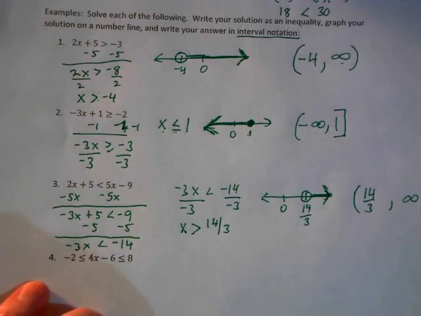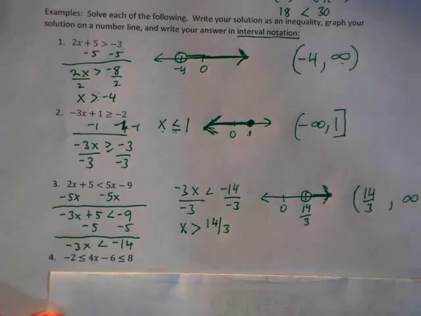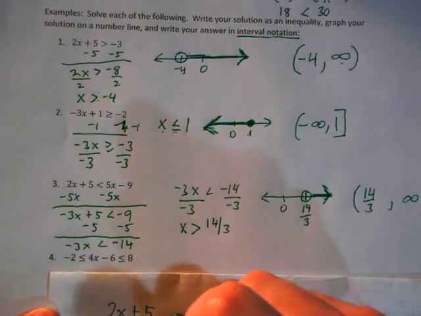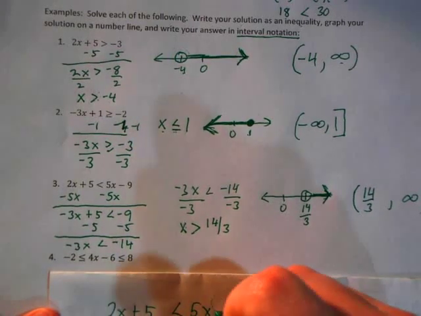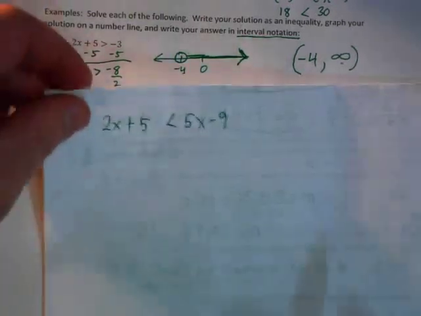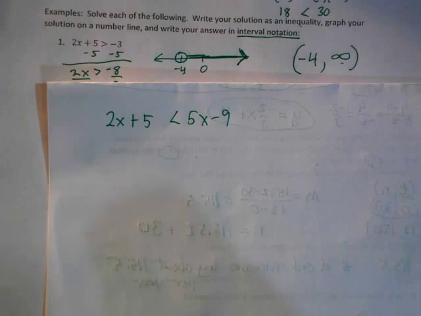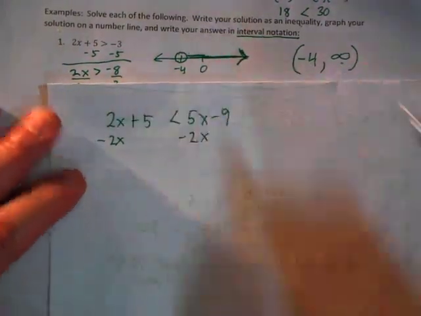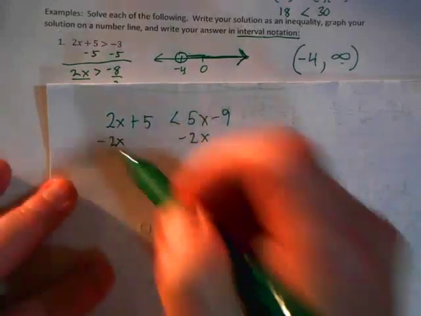Alright, I said I was going to do this one a second time. And I want to show you something that a lot of students will do on this one. Not that it's wrong, but I think it adds a little confusion to it. So I'm going to write it down again. 2x plus 5 less than 5x minus 9. What I will see a lot of students do is they'll subtract 2x. And it's not a bad thing. The reason they subtract 2x is because they want to keep the x's positive.